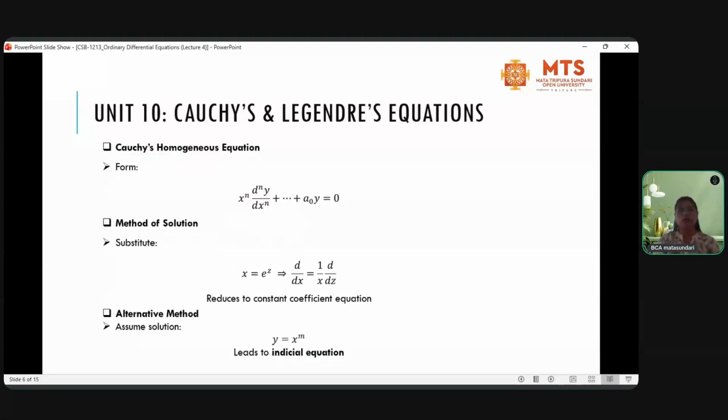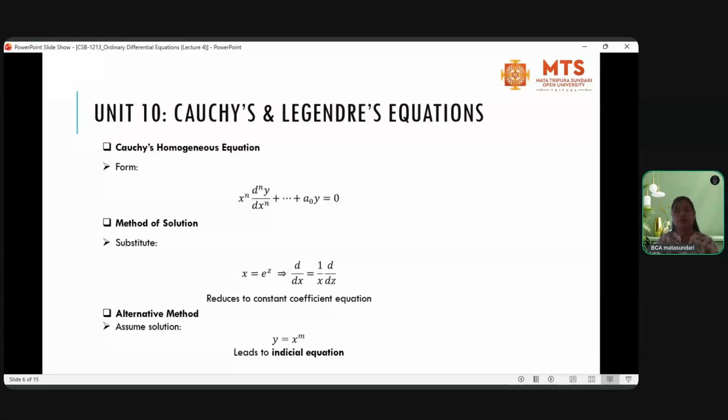Moving to unit 10: Cauchy-Euler equations and Legendre equations. The Cauchy homogeneous equation has the form x^n d^n y/dx^n plus ... plus a_0 y equal to 0. How do we find the solution? By the substitution method: x equals e^z, so dx equals x dz. This is how it reduces to a constant coefficient equation.